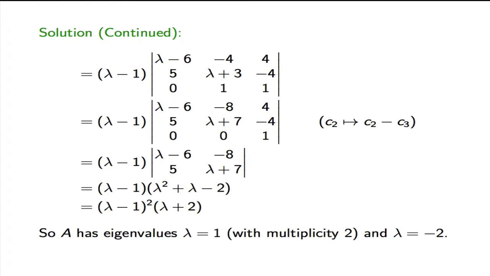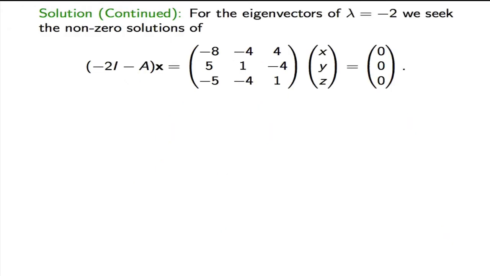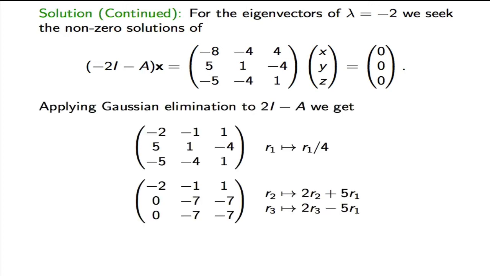Our task now is to find the eigenvectors. And we will start with lambda equals −2, which is the eigenvalue of multiplicity 1. So we seek non-zero solutions to (−2I − A)x is equal to the zero vector. So −2I − A, we calculate it to be this matrix. So we are looking to solve this homogeneous system of linear equations. And because we cannot find the solutions by inspection, we proceed with Gaussian elimination.